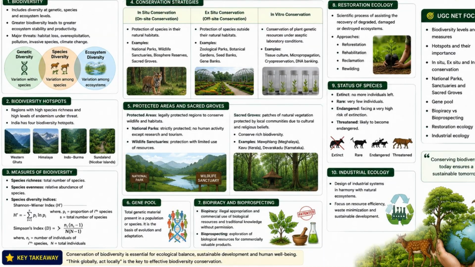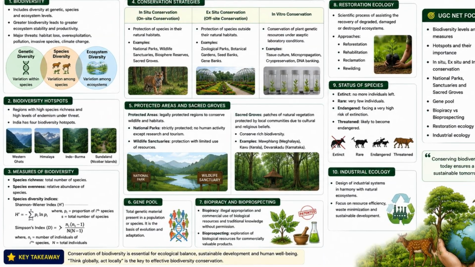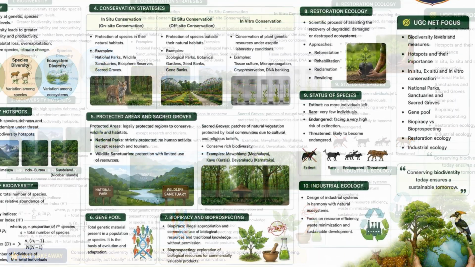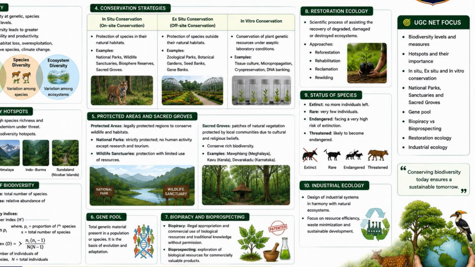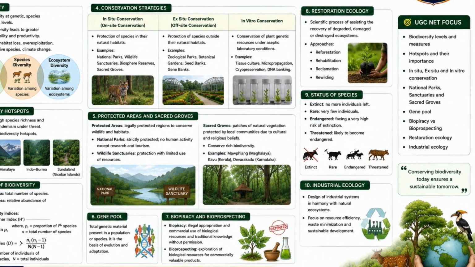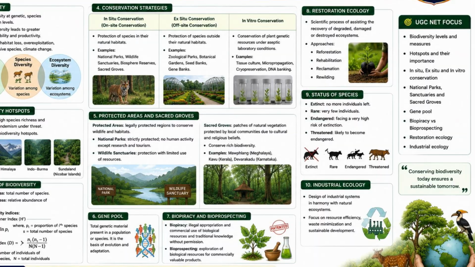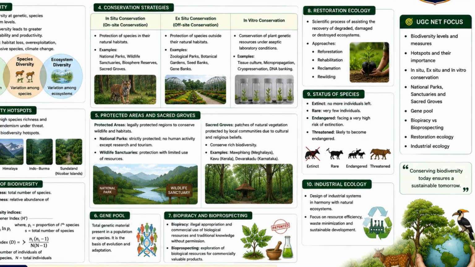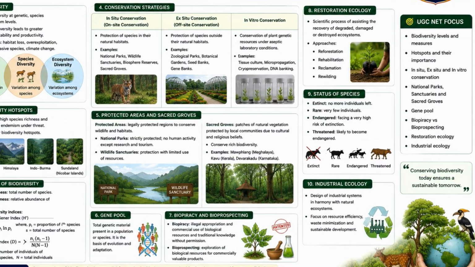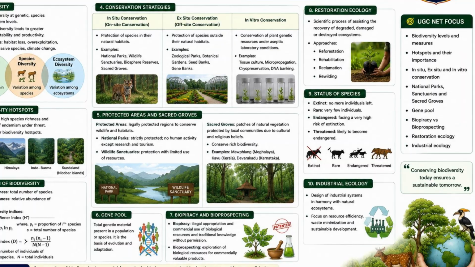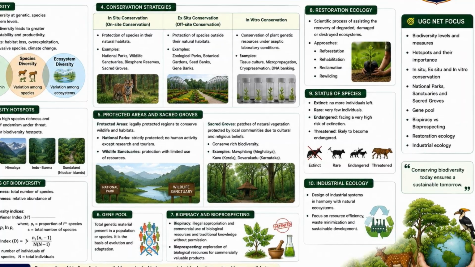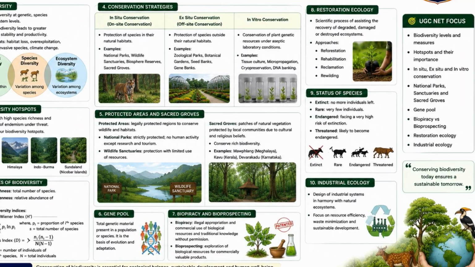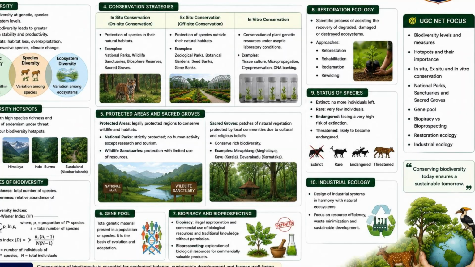Conservation of biodiversity may be achieved through in situ, ex situ, and in vitro conservation strategies. In situ conservation refers to the protection of species within their natural habitats. National parks, wildlife sanctuaries, biosphere reserves, and sacred groves are examples of in situ conservation. Ex situ conservation involves protecting species outside their natural habitats. Zoos, botanical gardens, seed banks, gene banks, and captive breeding programs are important examples of ex situ conservation.